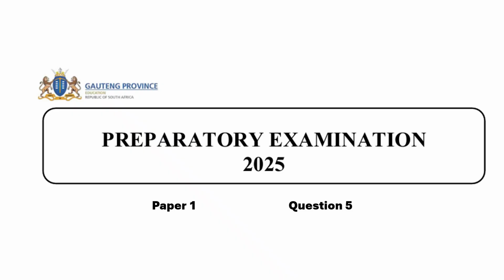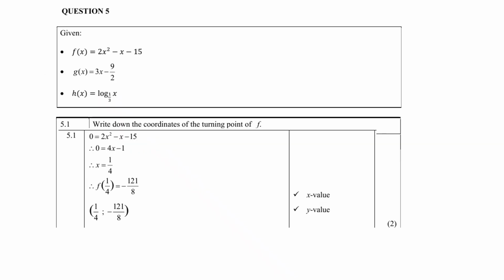Preparatory Examination 2025 of Gauteng Province, Paper 1, Question 5. Given are the following three functions: f of x equals 2x squared minus x minus 15, g of x equals 3x minus 9 over 2, and h of x equals the log of base a third of x.